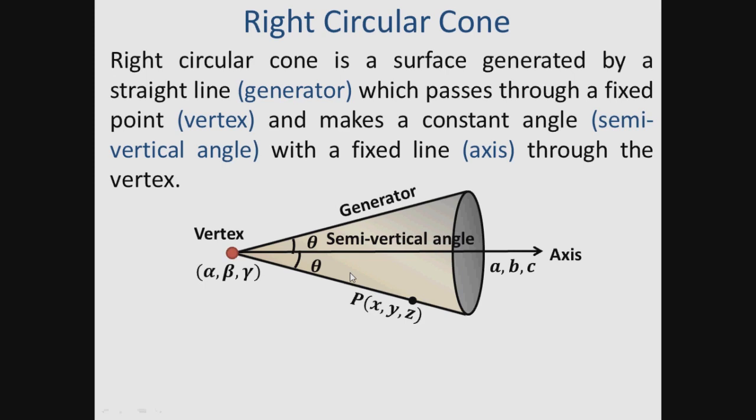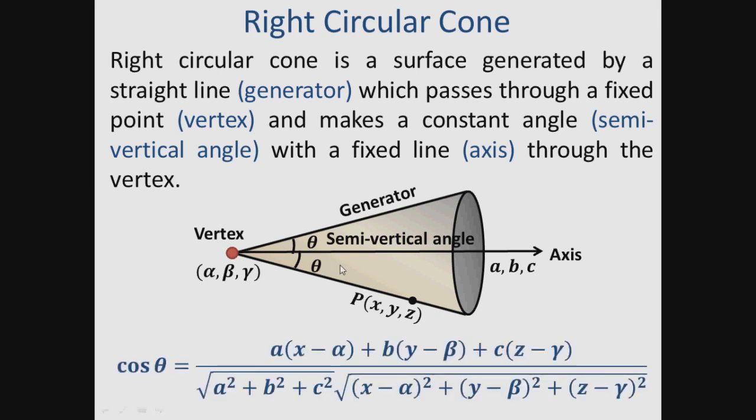Already in the first introductory lecture, we saw how to find the angle between two lines. If a, b, c are the DRs of the axis, we can get the DRs of the generator as x minus alpha, y minus beta, z minus gamma. Then we can find the angle between these two lines, that is cos theta is equal to a into x minus alpha plus b into y minus beta plus c into z minus gamma divided by square root of a square plus b square plus c square into square root of x minus alpha square plus y minus beta square plus z minus gamma square.